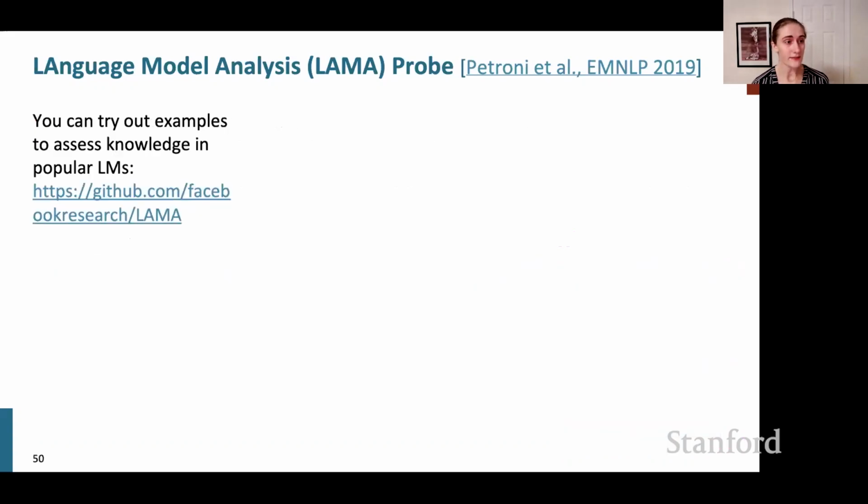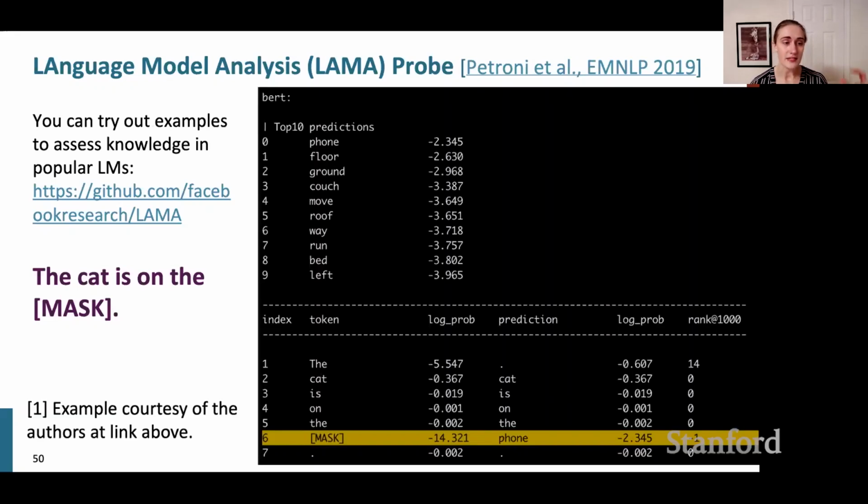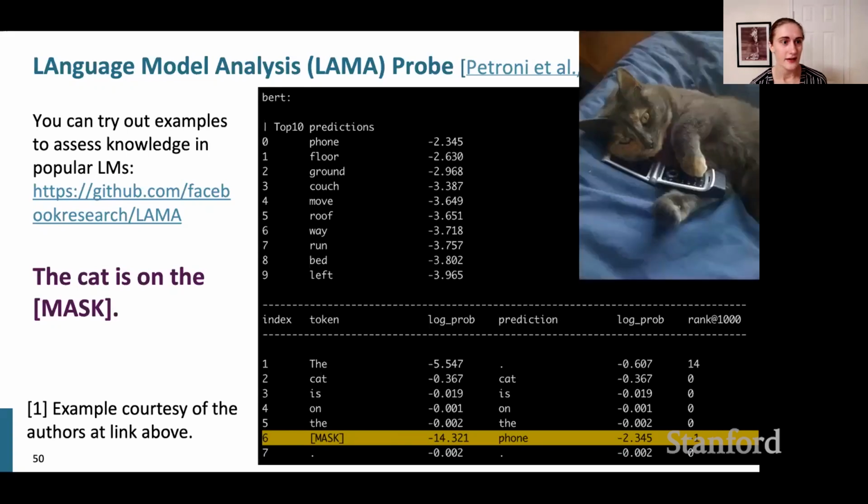So you can also try out examples on their GitHub repo for the LAMA probe. We have an example from their repo: the cat is on the [MASK]. You can see what the top 10 predictions are to fill in the cloze statement. Here they have the cat is on the phone. So this can be a fun way just to figure out what factual and common sense knowledge is in existing language models. And it's pretty easy to use with this interactive prompt.